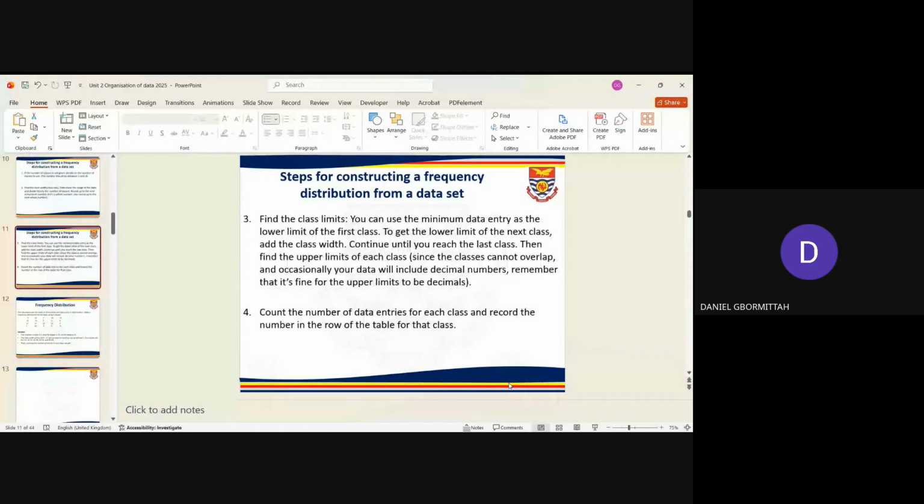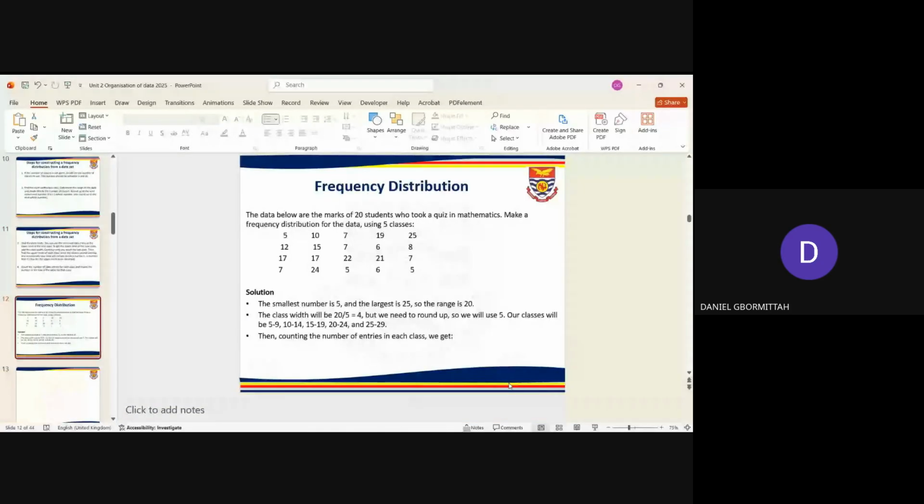Let's use this as a case to get that right. If you come to this data where we have the lowest number to be 5 and the largest number to be 25, if we want to find the range, that will be 25 minus 5, and we'll get 20.